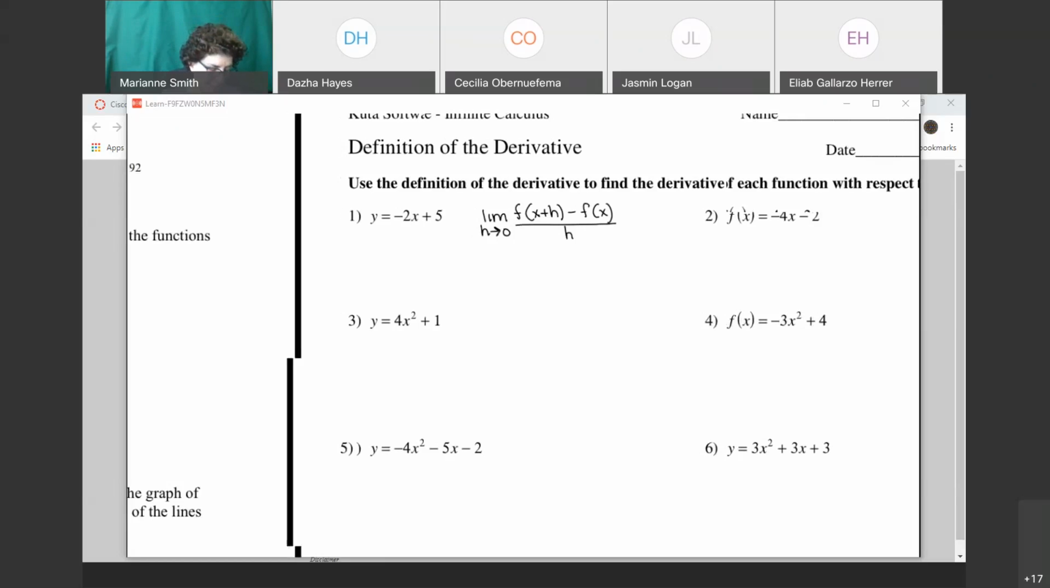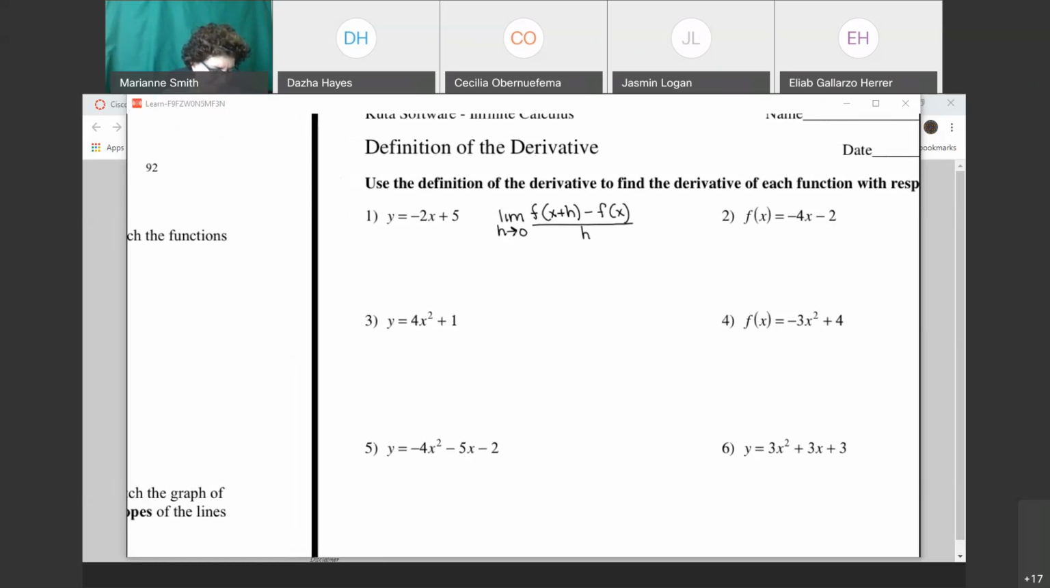Now in order to use this, I need this stuff. So I'm going to start writing: f of x is another word for y, so that's negative 2x plus 5. I'm just copying that over. F of x and y are the same thing. Now I have to evaluate f of x plus h. What I'm showing you is to do it in a separate work area. Don't try to do it while it's in the definition. It's too confusing.